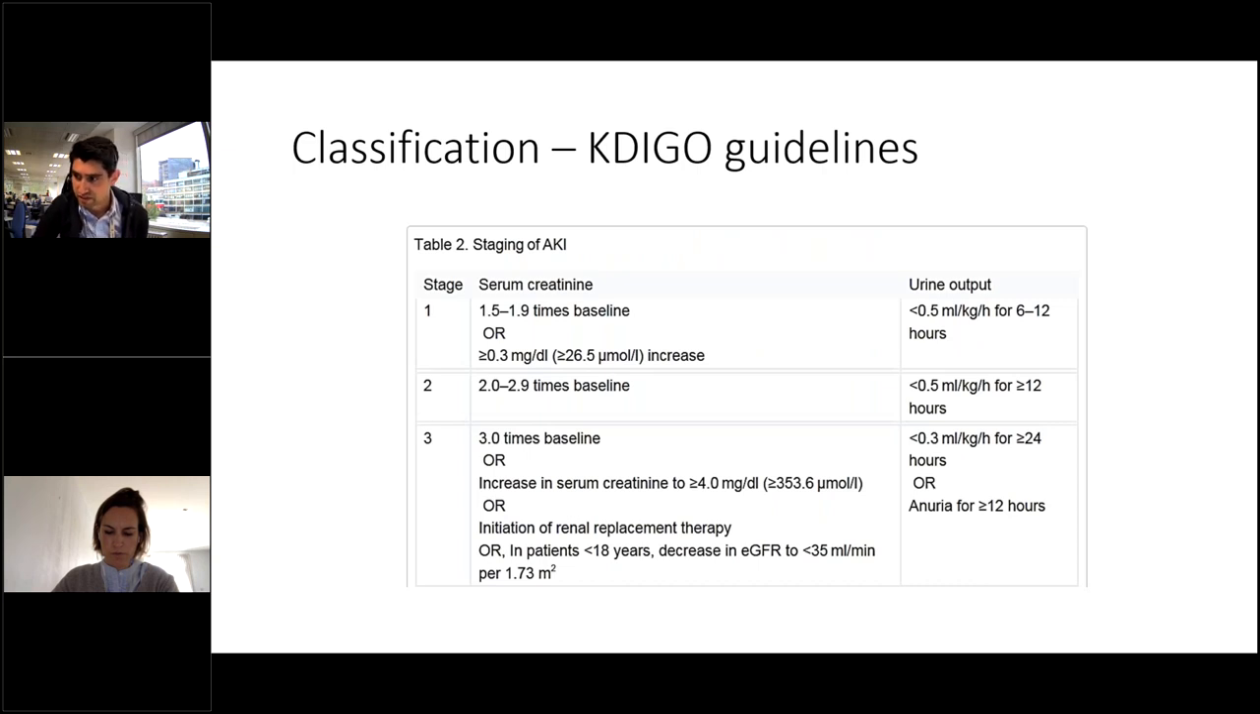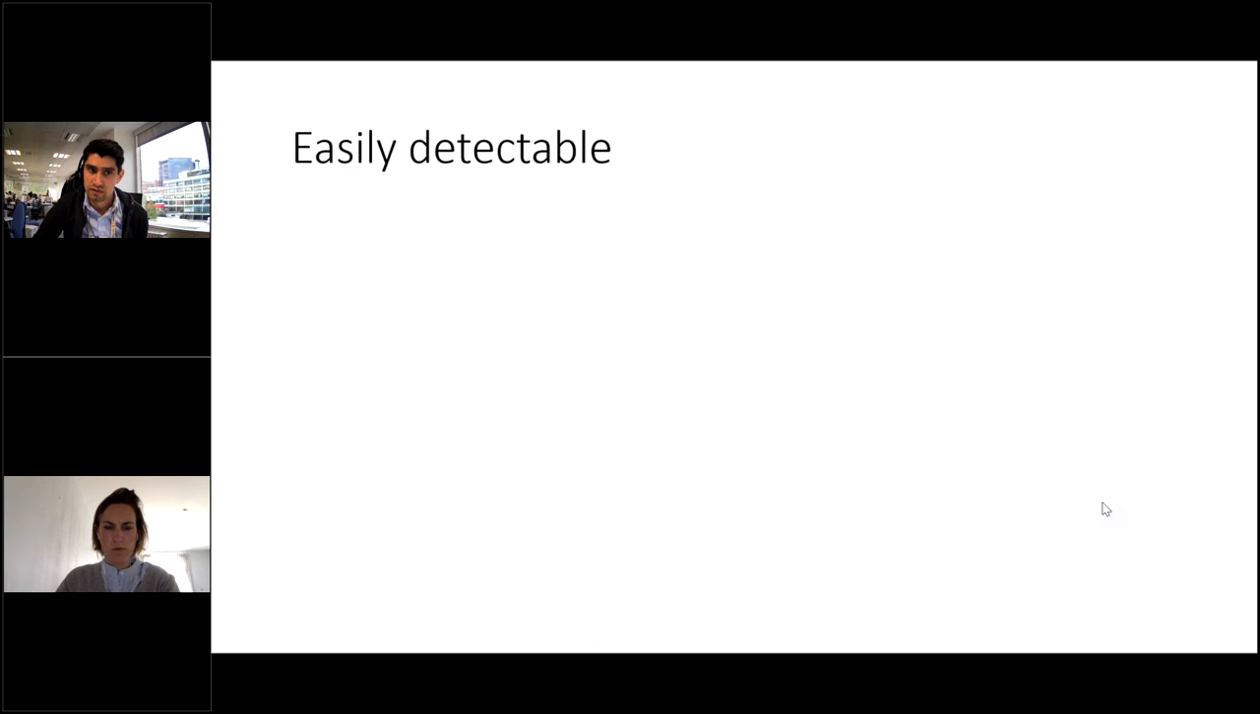So I'll flash it here for you guys to see, stage 1, 2, and 3. We talk about, for children, an increase in serum creatinine of 1.5 to 1.9 times the baseline for stage 1, and then an increase of 200% for stage 2 and 300% for stage 3. You can also use urine output as a metric for acute kidney injury as well, which is important. So when we talked about whether it's easily detectable or not, we've had problems in the past with classifying it. So hopefully that will now be easier now that we've had a more unified classification system.